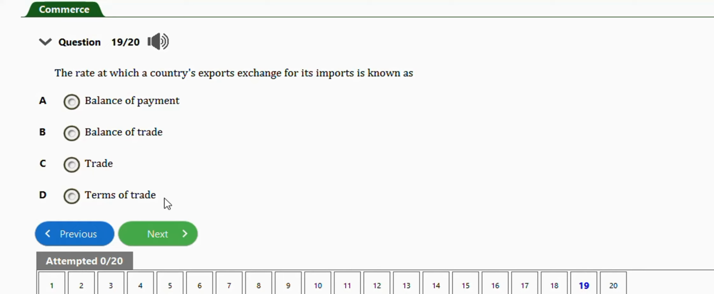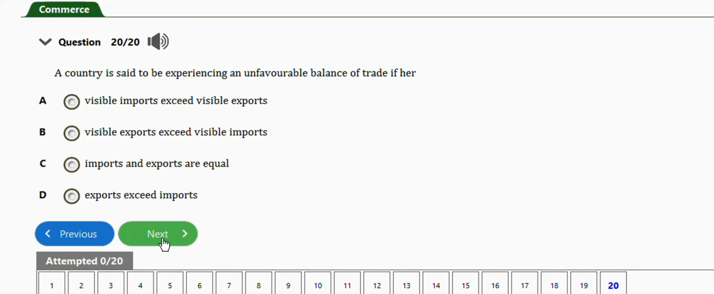Last question before I end this video is this one. It says a country is said to be experiencing an unfavorable balance of trade if her visible imports exceed visible exports. Yeah, so unfavorable balance of trade has to do with when imports exceed exports. Okay, so the right answer here is option A, when visible imports exceed visible exports.